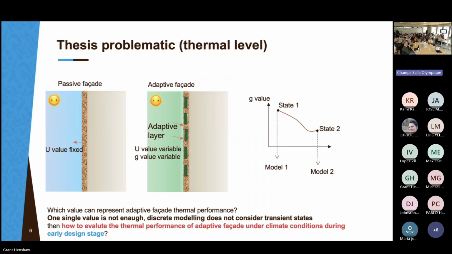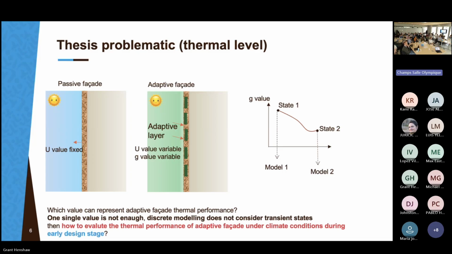So what is the problem with this adaptive facade? I'm focused more on the thermal level. The thing is, if you want to characterize a passive facade, you can consider that the KPI, like the U value, G value, one single value can be sufficient. But the thing with the adaptive facade is that you have multiple states. You have dynamic states, and you cannot consider that one value can characterize the behavior of such a facade.